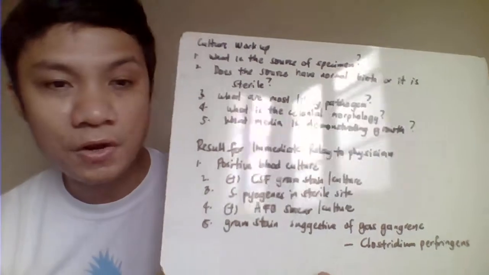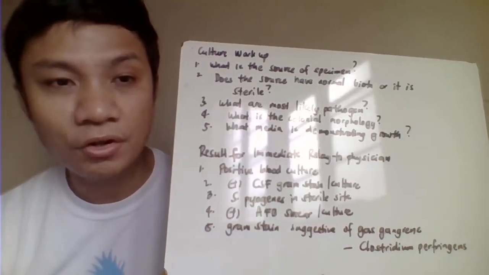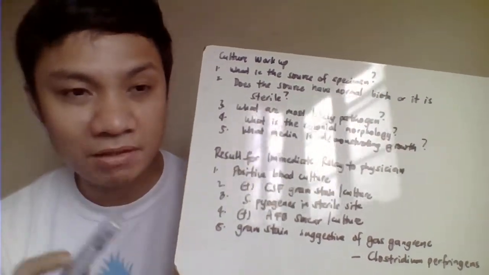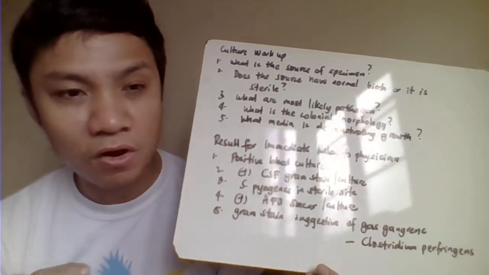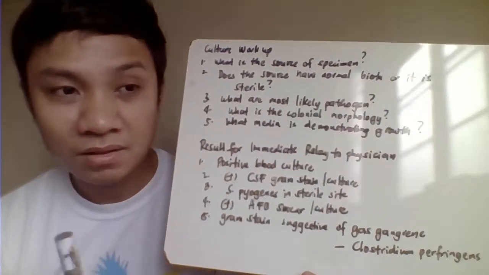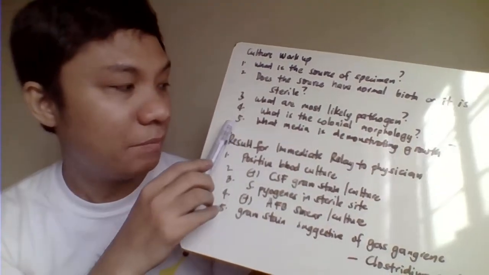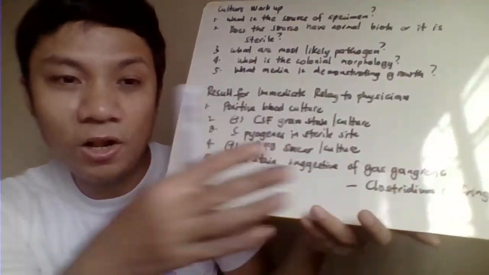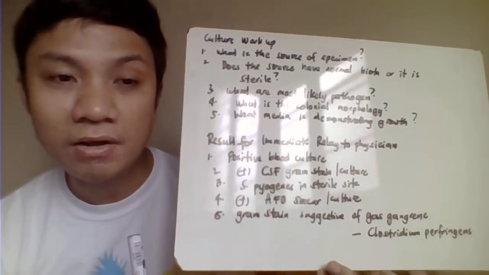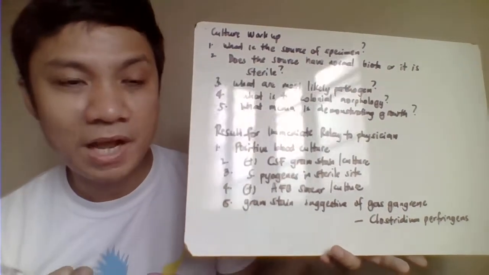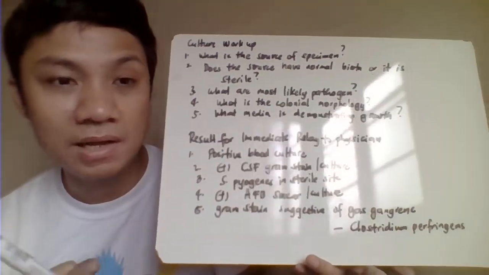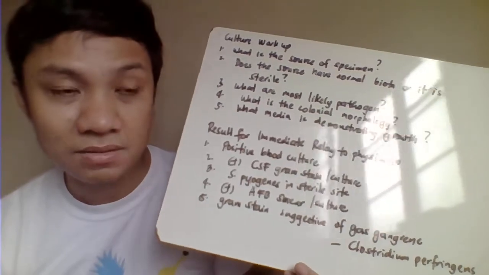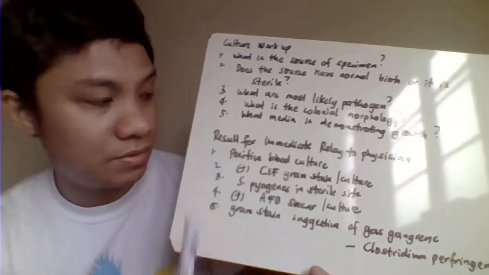Fourth one was the colonial morphology. You could correlate that one. So since you're expecting, for example, Staph aureus, dapat small, mga colony lang dapat. So you need to correlate that one. Number 5, what media is demonstrating the growth? So again, all of that would help you then to really correlate and become confident here that what you are really isolating is really that organism based on the several factors.